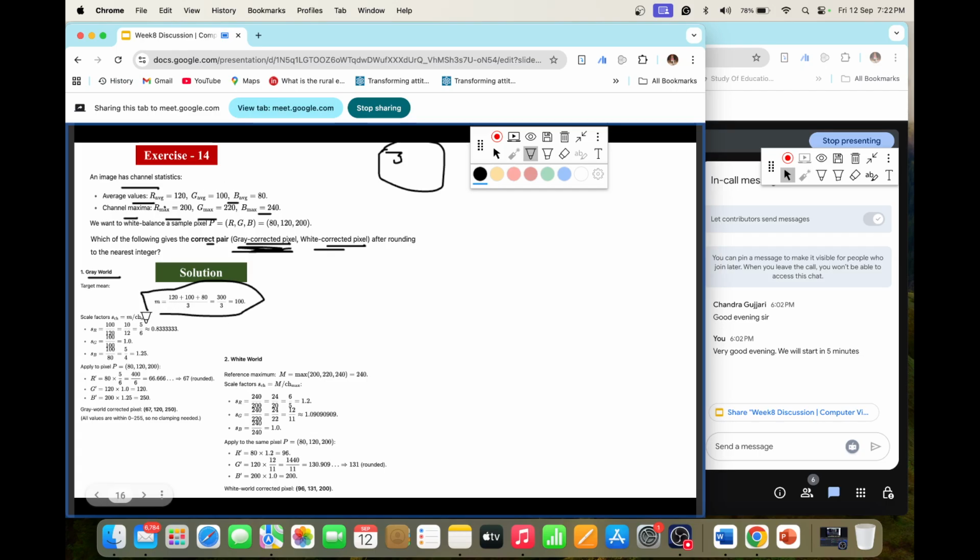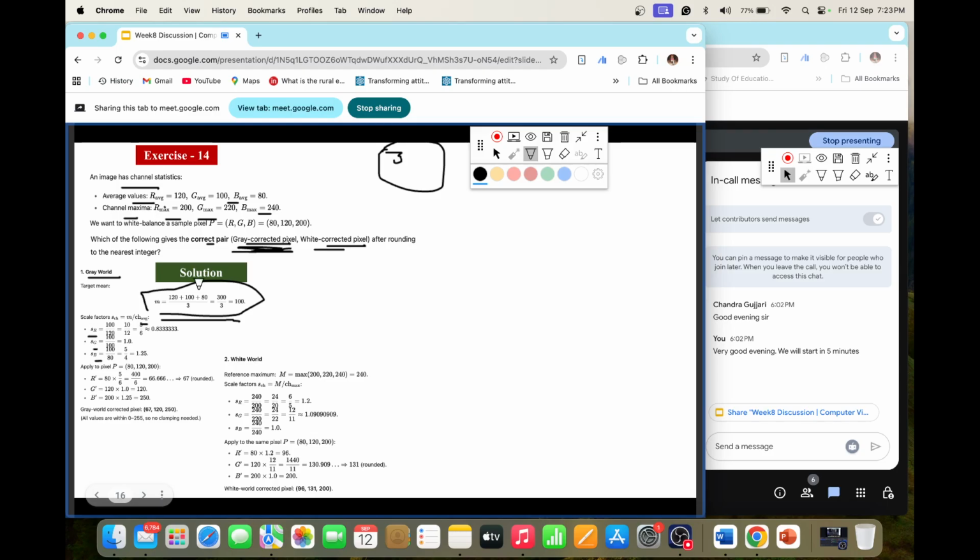And then you have all these channel averages for the respective channels. For the red channel you have the value 120, green channel 100, and blue channel 80. By this you can get SR, SG, and SB. M you have already calculated; that is nothing but the average of these three channel averages, which are already given as 120, 100, and 80. By that you can get the scale factor for all your SR, SG, and SB.